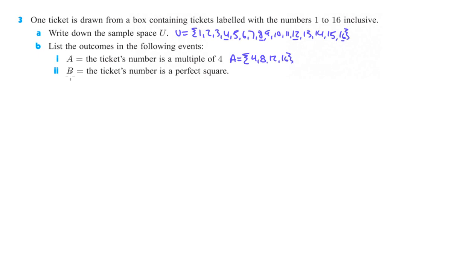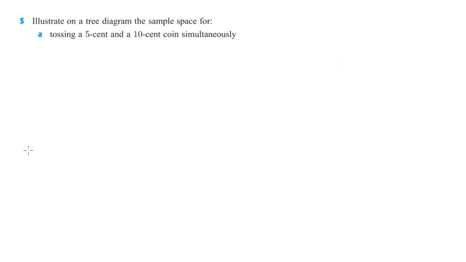Okay. B, the ticket number is a perfect square. So B will be 1, which is a perfect square, 4 is a perfect square, 9 is a perfect square, and 16 is a perfect square. 1, 4, 9, and 16. Okay. All right, that's 3. Let's move on to number 5.